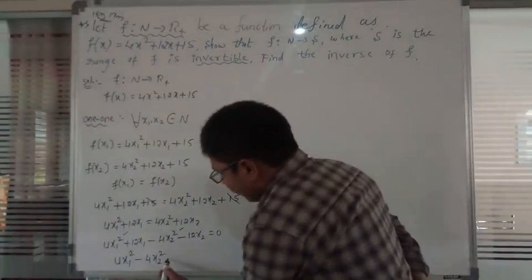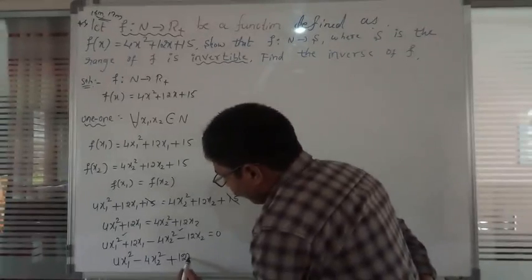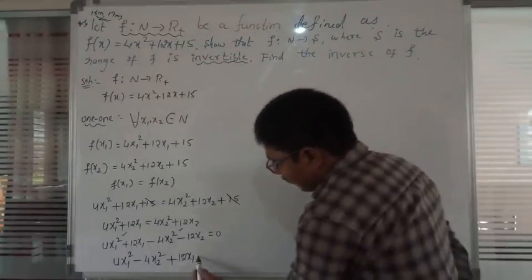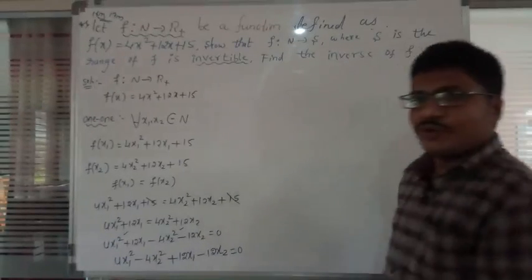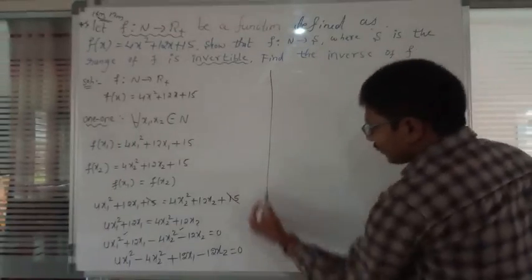Those elements we write: 12 of x1 and minus of 12 of x2 is equal to 0. Next, what happens?